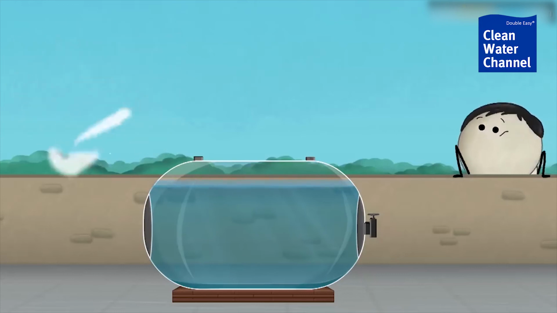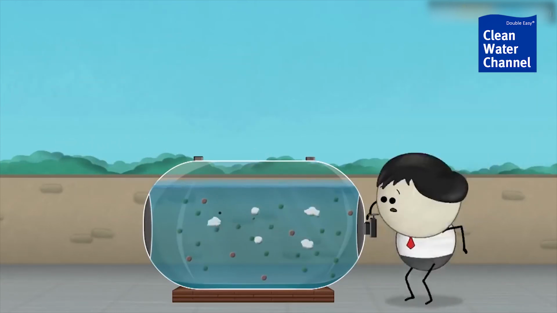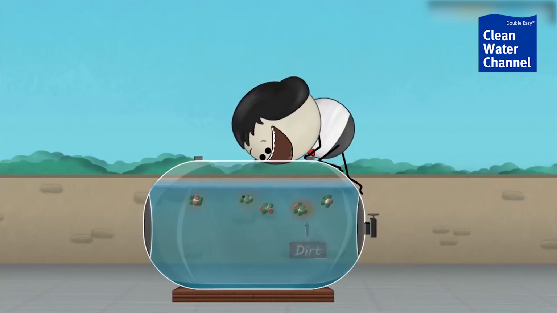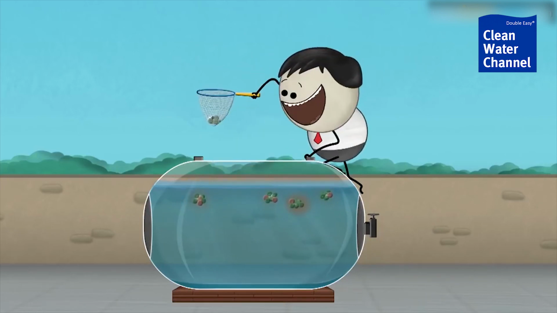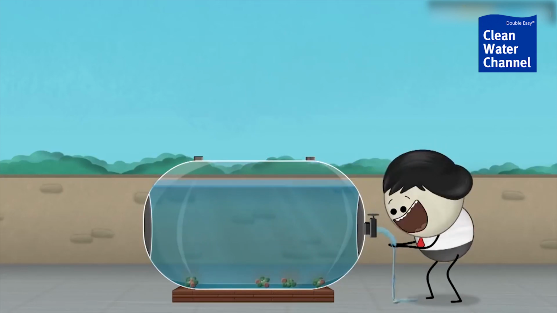Oh, you're just unbelievable. When a solution of alum is added to impure water, it attracts and binds with contaminants and fine suspended particles of mud, dirt, etc. to form large particles. Being large, these particles can be removed by filtration, or when they settle down due to gravity, they can be removed through decantation, giving us pure water.